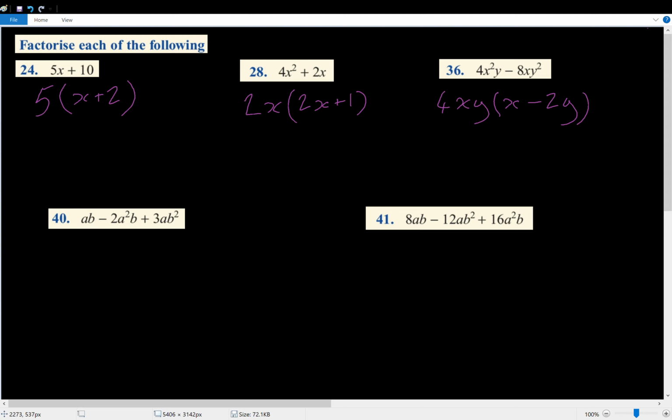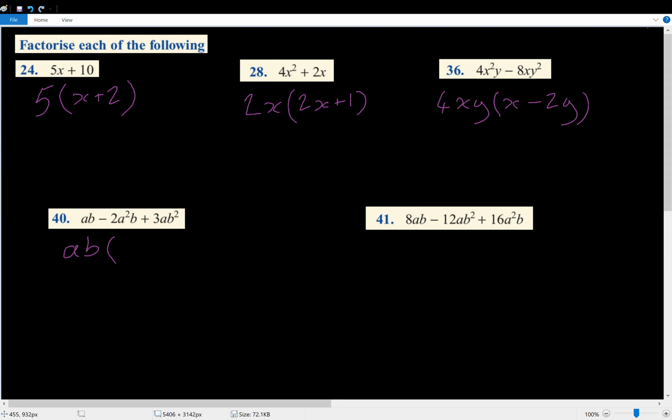And for question 40, we've got three terms in our expression. But the rules are going to go exactly the same as before. We're just doing it one extra time. So there's no number in our first term, which means that there's not going to be a highest common factor for the numbers. After that, we look to the letters. The highest common factor in a squared and a is just going to be a. And the highest common factor in b and b squared is just going to be b.